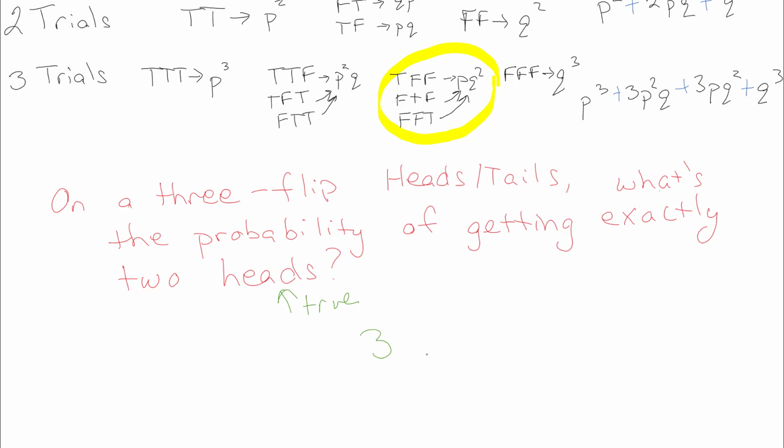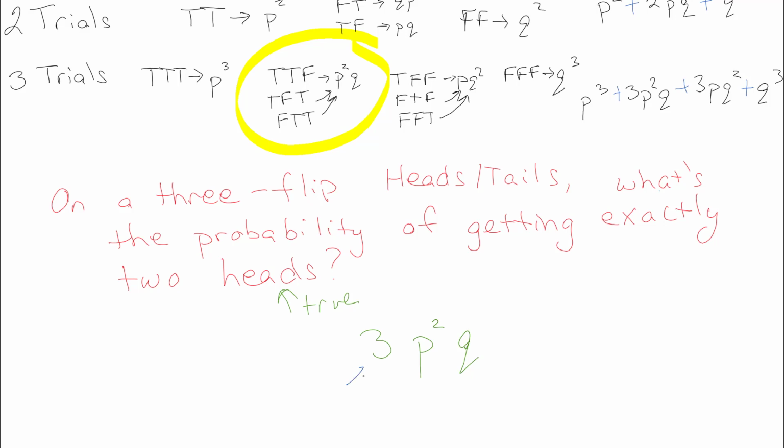Oh, wait, I circled the wrong one. There we go. There are exactly 3 ways. It's still the same answer, but that's okay. There's exactly 3 ways to get it. The probability of being successful is P squared, and the probability of not being successful is Q. So this works even if I have a weighted coin. If heads and tails isn't exactly even, if I have a better chance of getting heads, maybe it's a bad coin, then I would just put that in there.